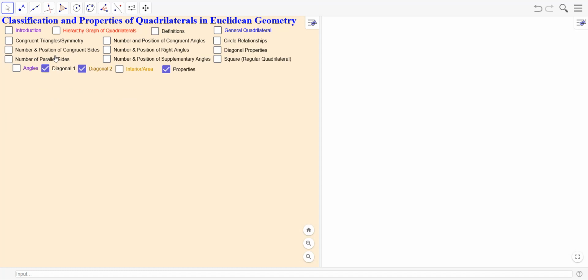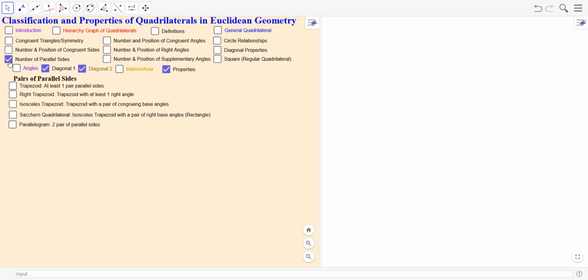We're going to continue our look at classification of quadrilaterals. In the last video, we looked at the number and position of congruent sides as a way to classify them. This time, we're going to look at the number of parallel sides. Of course, the parallel sides will be opposite.